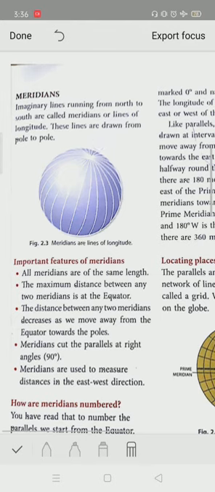So we saw ना latitudes, उनकी length decrease होती जा रही थी जैसे जैसे वो North Pole या South Pole की तरफ जा रहे थे, पर यहाँ पर all the meridians are of equal length. They are of the same length. The maximum distance between any two meridians is at the equator.